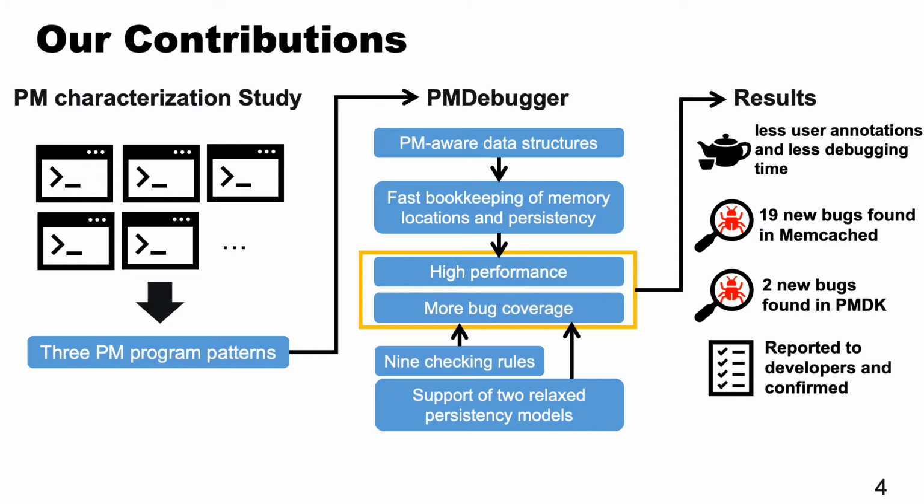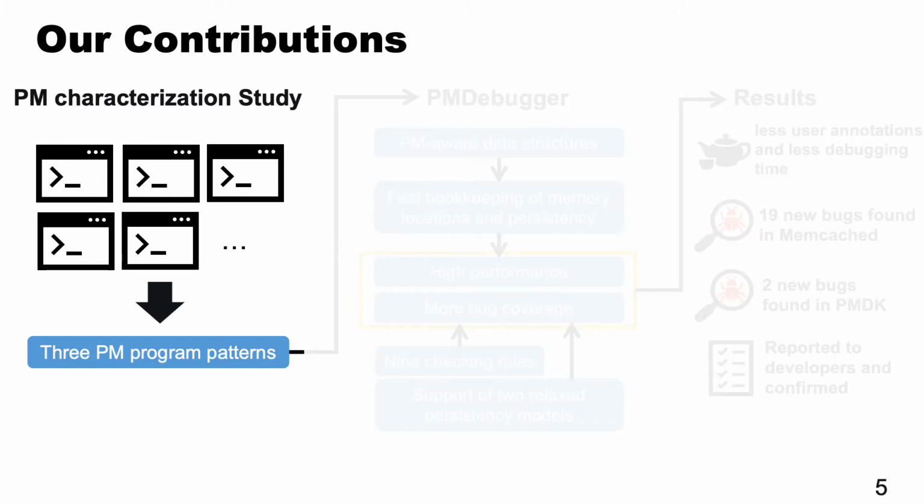PMDebugger found 19 new bugs in Memcached and 2 new bugs in PMDK. All bugs were reported to developers and confirmed by them. Next, I introduce our PM characterization study.